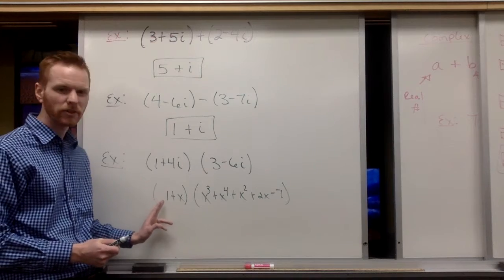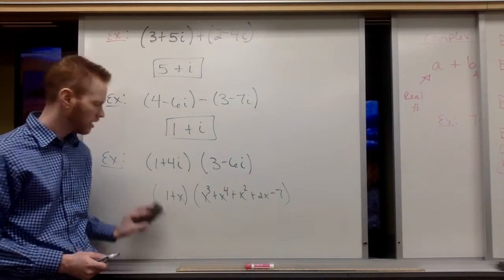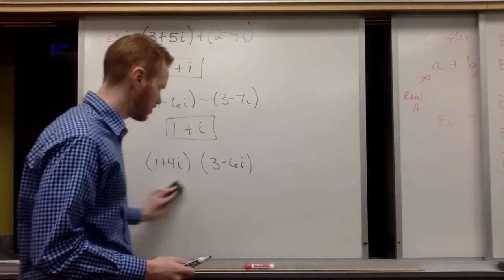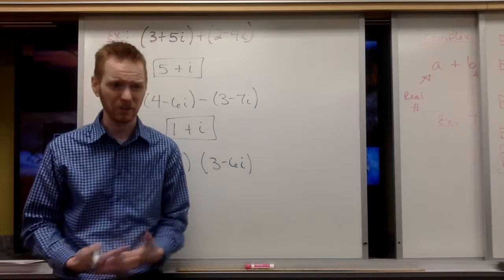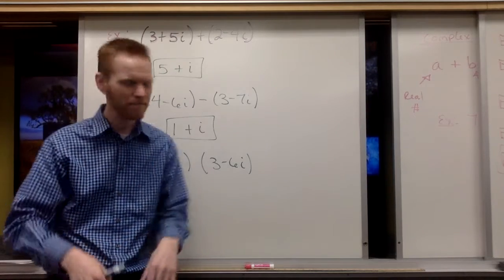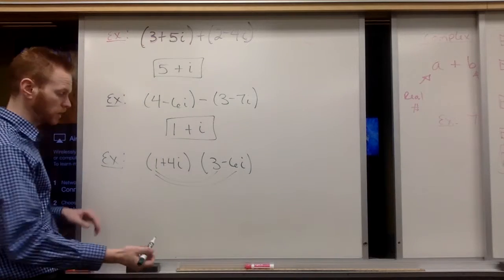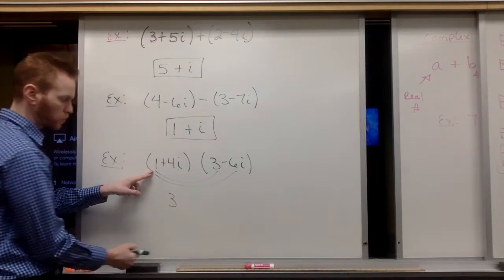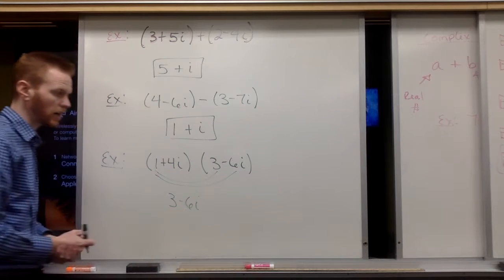You're going to have to distribute this 1 to everything and this x to everything and come up with an answer. That's why most math teachers are just kind of against that word. So don't get upset if they say you can't use that word. That's just why. All right, let's multiply the 1 to both of these terms here. 1 times 3 is 3. 1 times negative 6i is negative 6i.